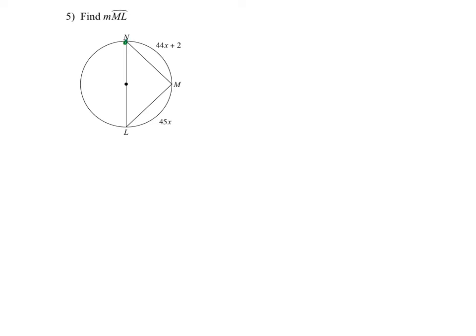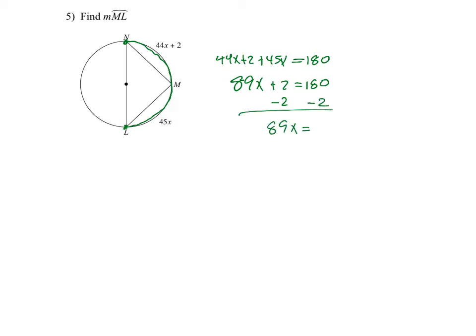Now, because NL is a diameter, that means that this is a semicircle. So 44x plus 2 plus 45x equals 180. So this is 89x plus 2 equals 180, minus 2, so 89x equals 178. And now I'm just going to divide by 89. So x equals 2.